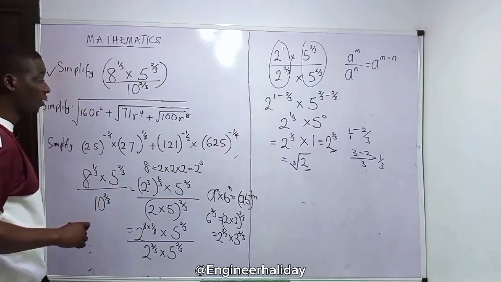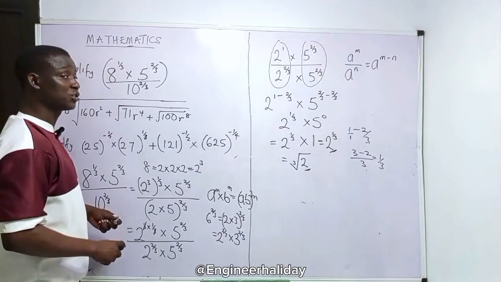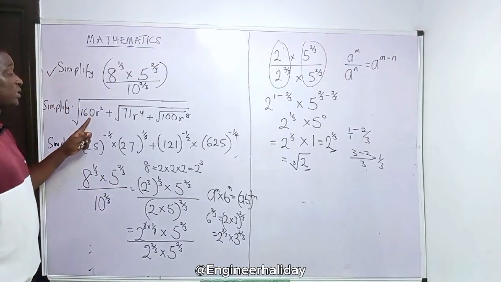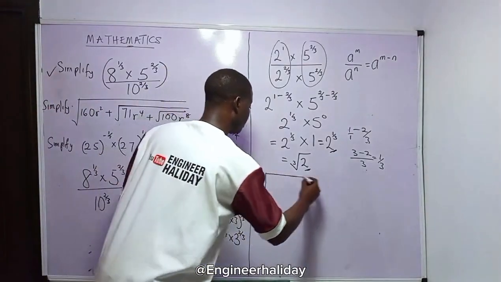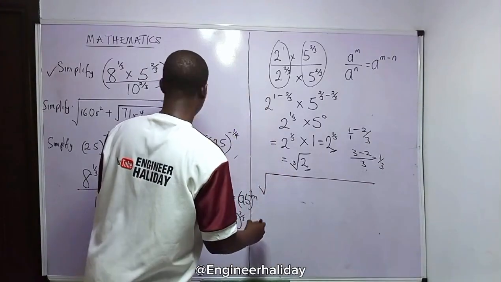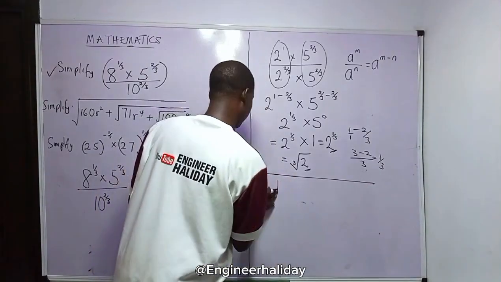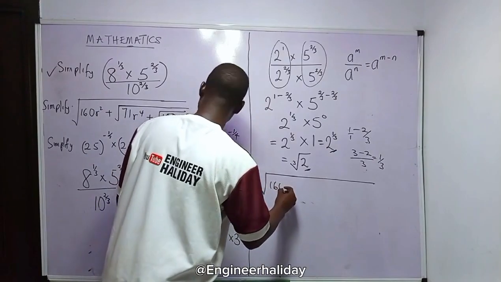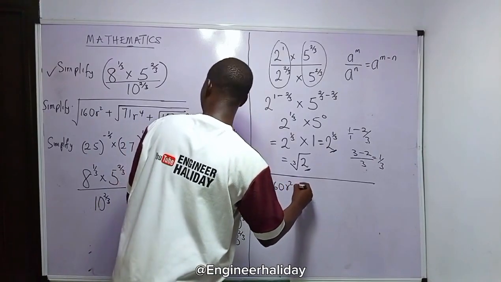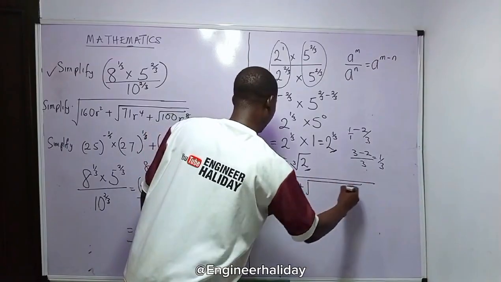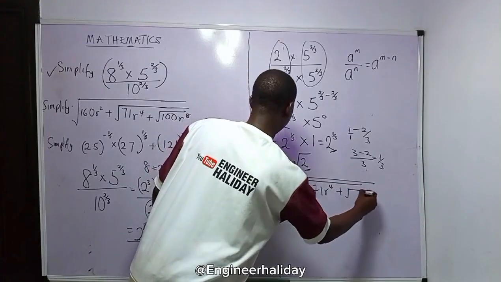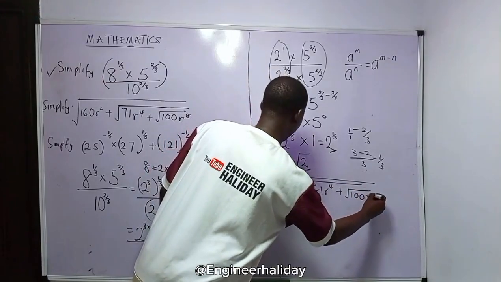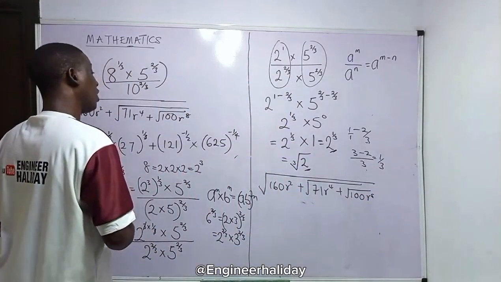This one is already solved. Now we'll go to question 2. Question 2 says: square root of square root of 160 r squared plus square root of 71 r^4 plus square root of 100 r^8. Now what do we do here?